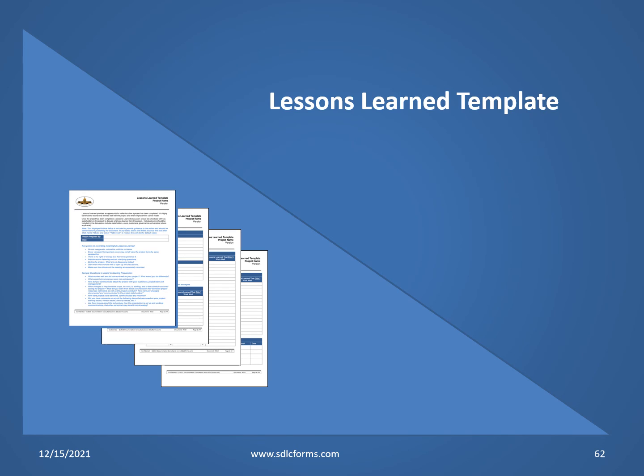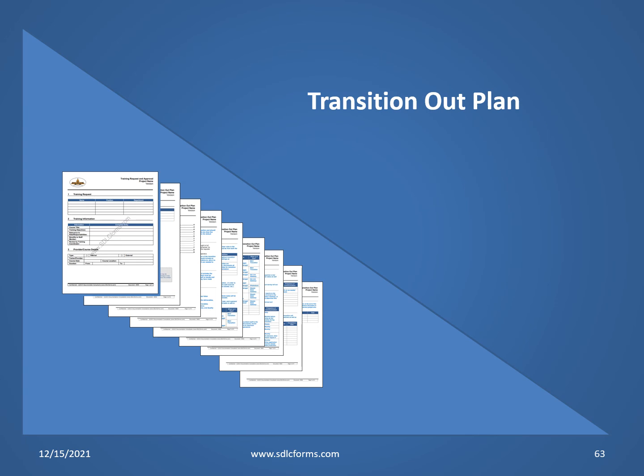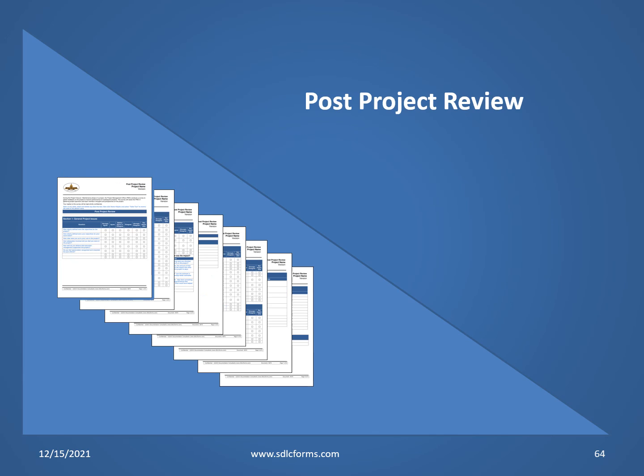The Lessons Learned template provides an opportunity for reflection after a project has been completed. It is highly beneficial to record what worked well within the project and where improvements can be made. The Transition Out Plan is used to describe how project deliverables will be brought to full operational status and integrated into ongoing operations and subsequently maintained.